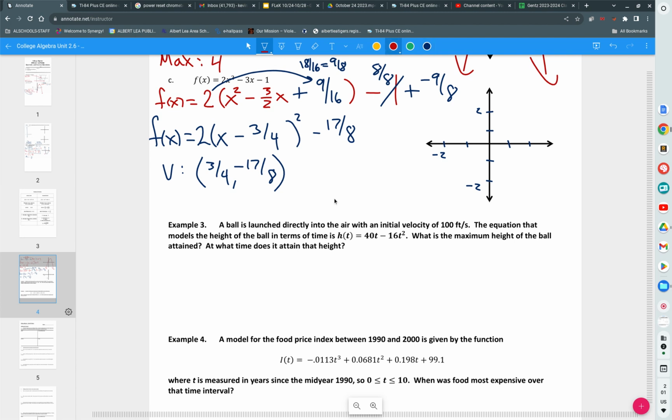So 3/4 is a little bit less than 1. Negative 17 over 8, that's a little bit less than negative 2, right? So if I just go over 3/4 and a little bit lower than negative 2, that's about my location. And I can go up from there because it's positive. Okay. And then we have a minimum value of negative 17 over 8. That's that.